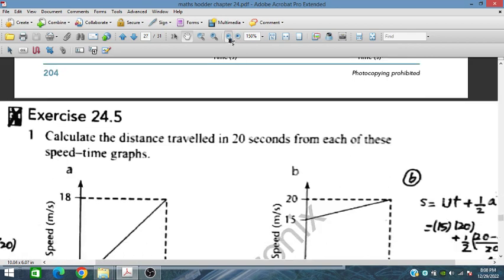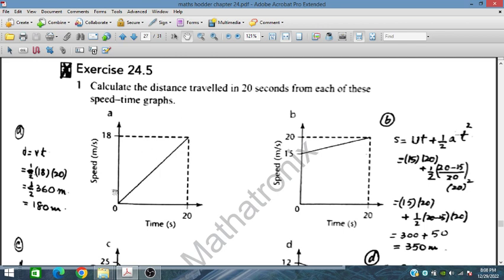So let's start with 24.5. For the first one, the speed is 18 and the time is 20, and we have to find the area under this graph. This area is half into length into height. So this is 20 and this is 18, so half into 18 into 20 is 180 meters. The distance traveled in 20 seconds with a final speed of 18 meters per second, and the average speed is 9. So 9 into 20 is 180 meters.